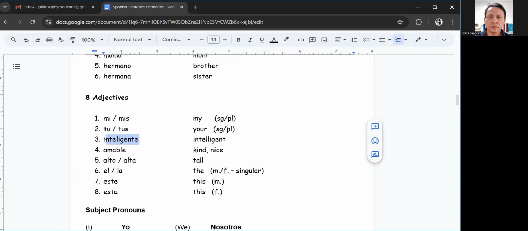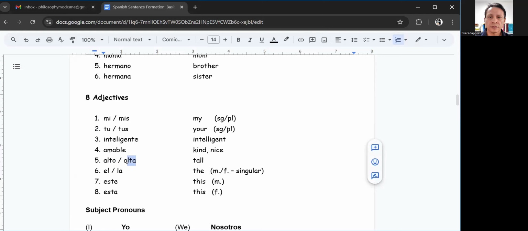Okay. Inteligente, obviously it's intelligent. By the way, when an adjective in Spanish ends with an E, you don't have to change it for masculine and feminine. It's both masculine and feminine, right? It's like prince. Okay, so there you go. And then another one, amable. This is like amiable, which means kind or nice, right? Amable. Okay. No problem. Alto. Alto means tall.